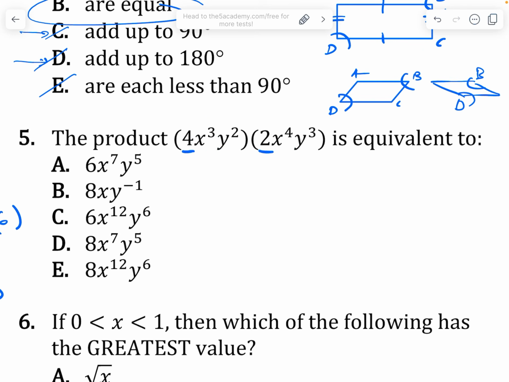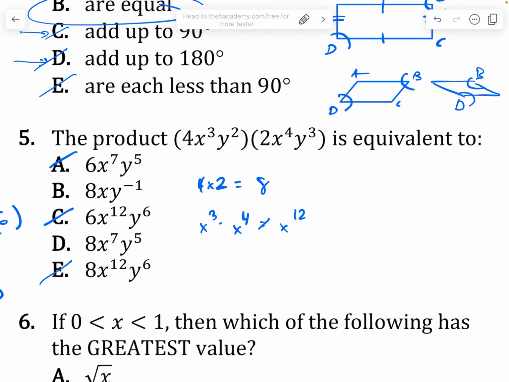Take it one piece at a time. So your constant is going to be 4 times 2 equals 8. So any answer option that doesn't have 8 at the beginning is wrong. Then you're going to have x to the third times x to the fourth. This is not going to equal x to the 12th. If you see x to the 12th, it's wrong.